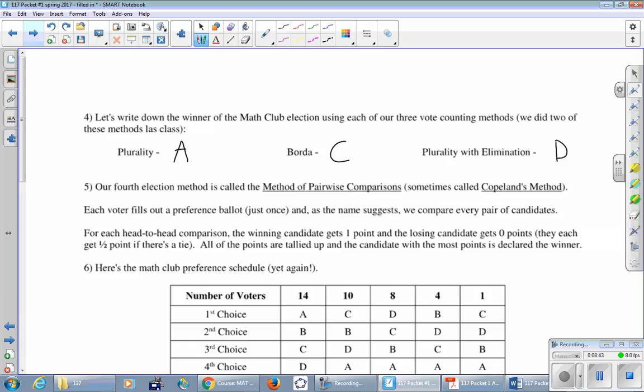Number 5, our 4th election method is called the method of pairwise comparisons, sometimes called Copeland's method. Each voter fills out a preference ballot just once, and as the name suggests, we compare every pair of candidates.